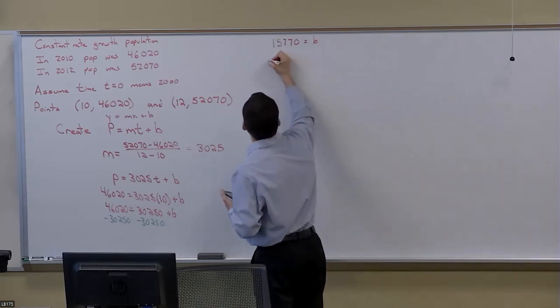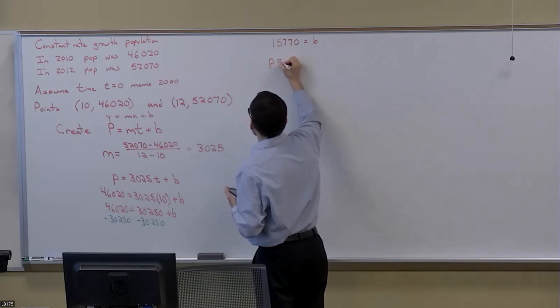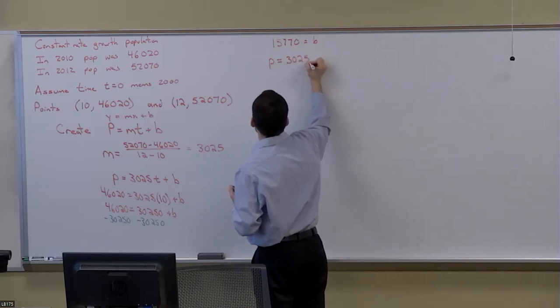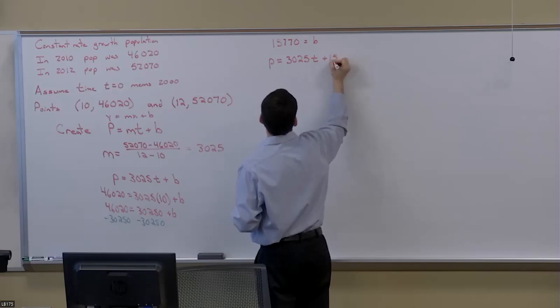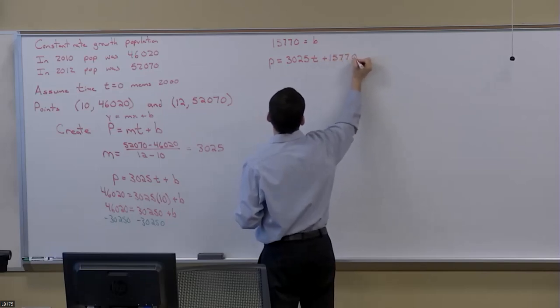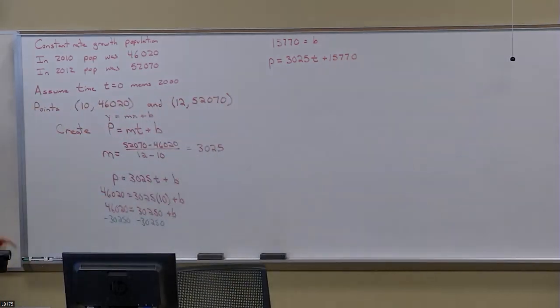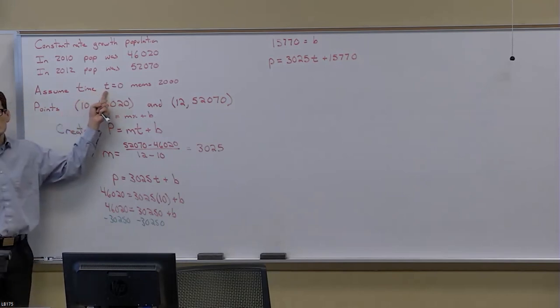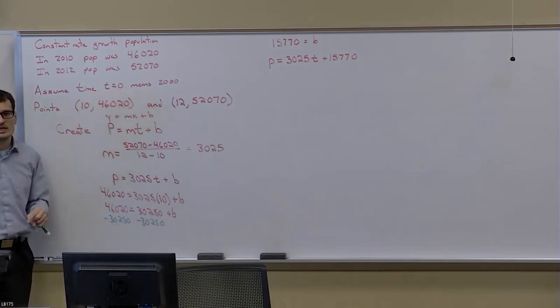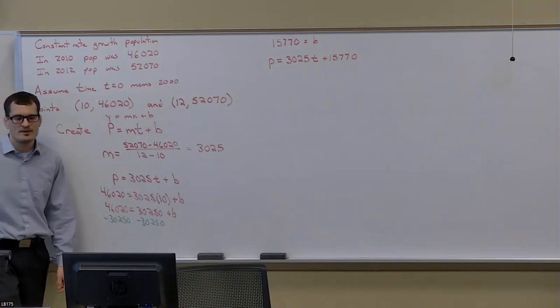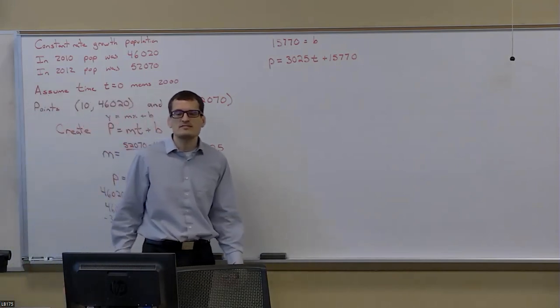All right. So my linear equation is that the population is going to be 3025 multiplied times your time plus 15,770. Now, again, I'll emphasize that's the equation when we assume time 0 means 2000. If we assume time 0 means 2010, that equation would have been slightly different.